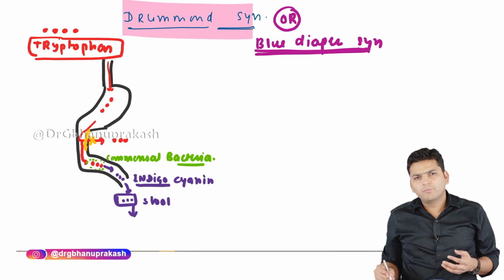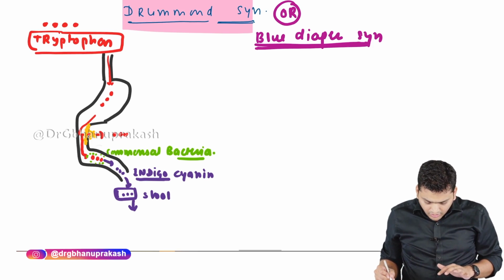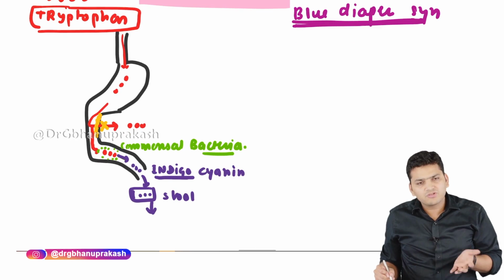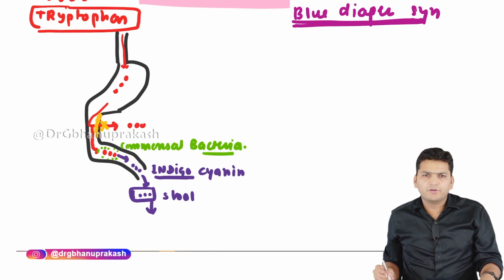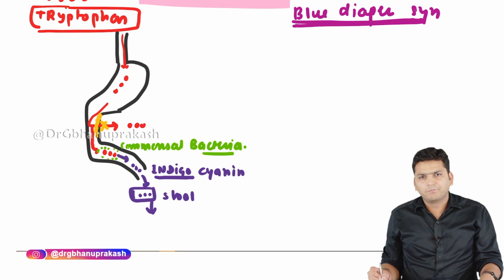So the Drummond syndrome occurs because of what? It occurs because of the malabsorption of tryptophan, which then resides in the colon and is converted into indigocyanin. So these are the clinical correlations of tryptophan, right?